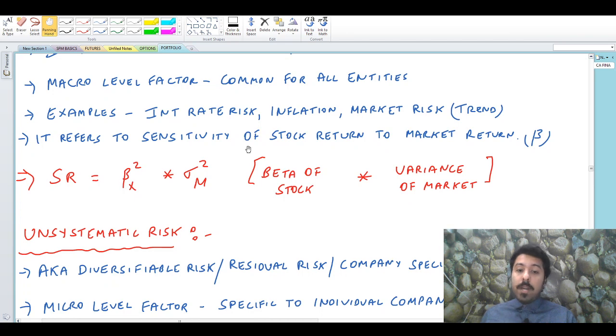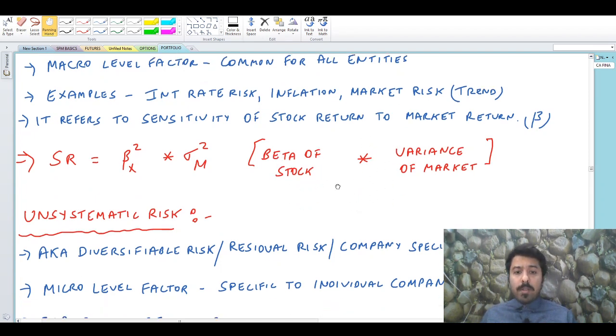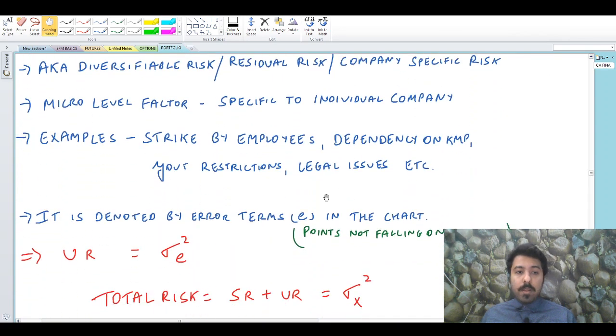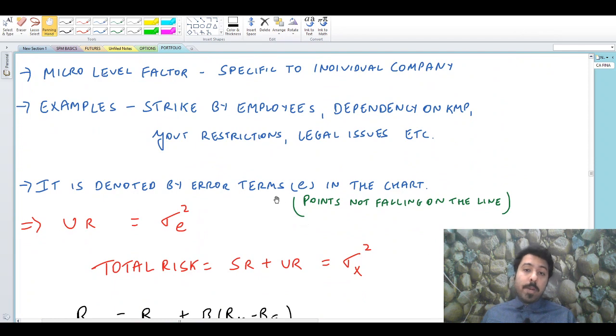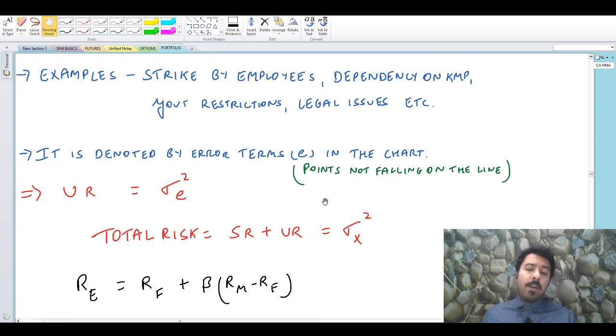Okay, so beta of stock captures the relationship between the stock and the market, and variance of market reflects the risk of the market. So if the risk of the market is 10 and our beta is 0.5, so only 5% risk we have, that is systematic risk. Very easy to understand if you think about it. Second thing, this is systematic risk. What is the other part? The other part is unsystematic risk. It is denoted by error terms in the chart. Error terms means points that do not fall in the line. I'll show you a graph, you'll understand it better.